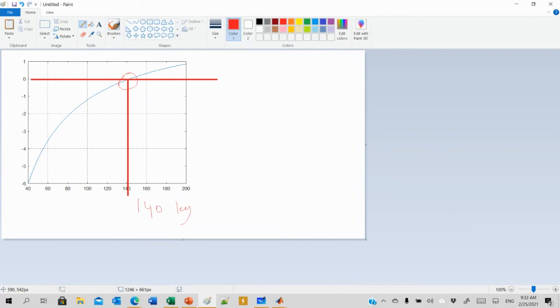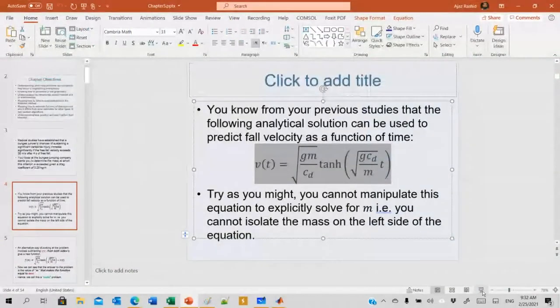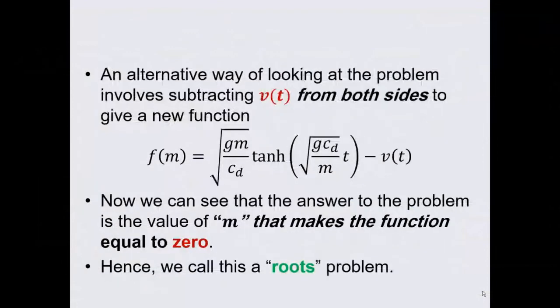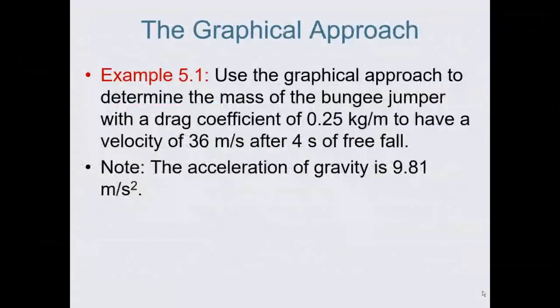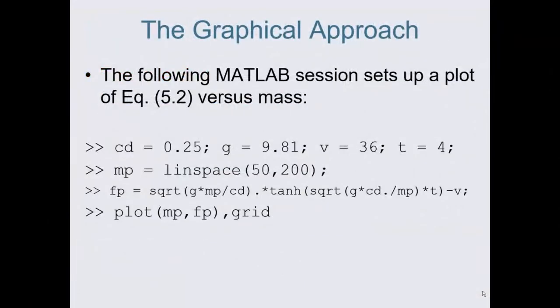kilogram. So this is the graphical approach where you plot your values of the independent variable and the function, and find where it crosses 0, and you can read it from the graph to find the values. So this is the Excel and the MATLAB procedure for the graphical approach.